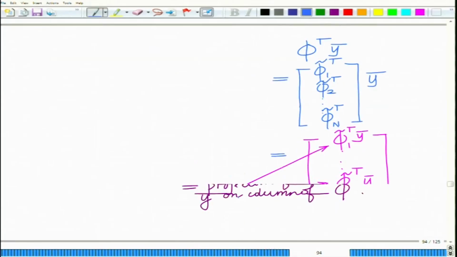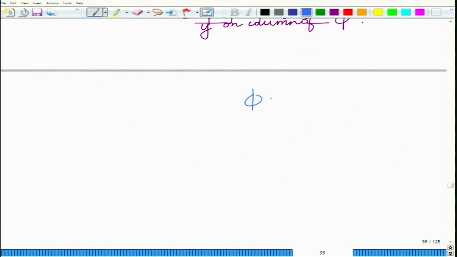So, now let us find phi transpose y bar. Remember, phi transpose is this matrix in which the rows become columns and the columns become rows.